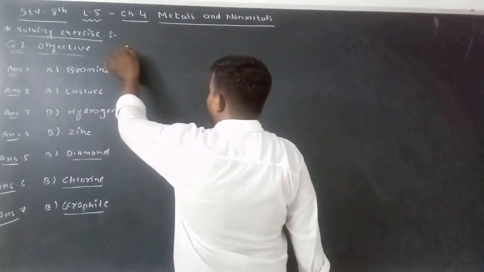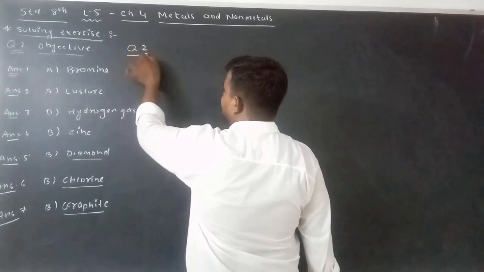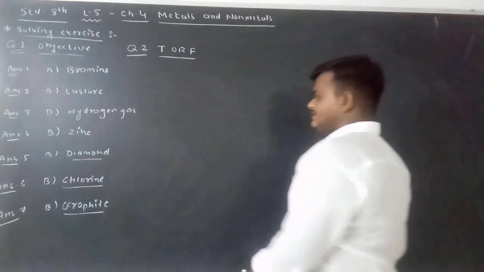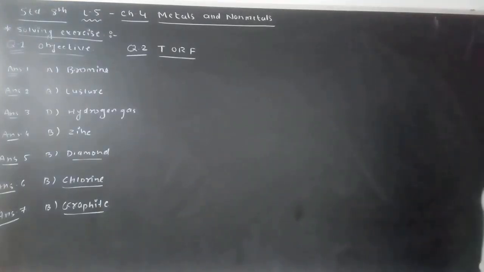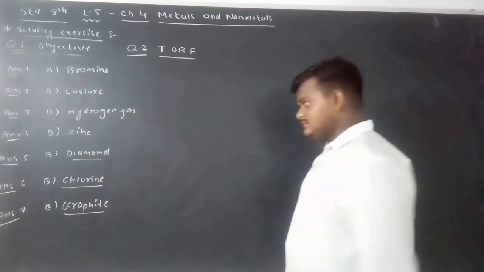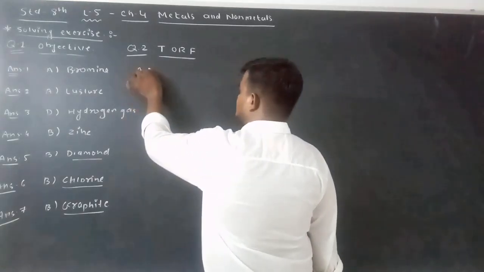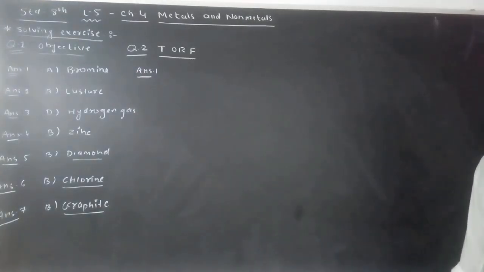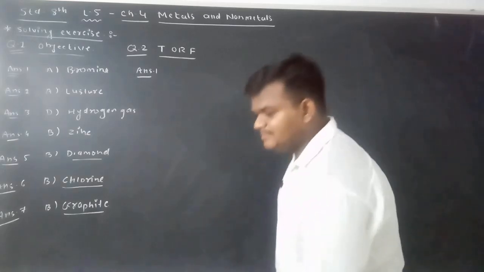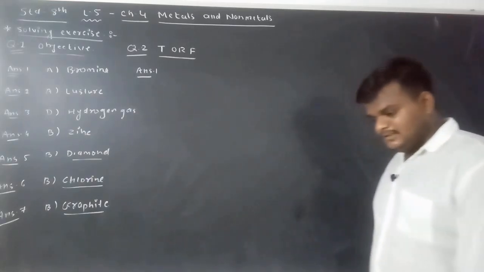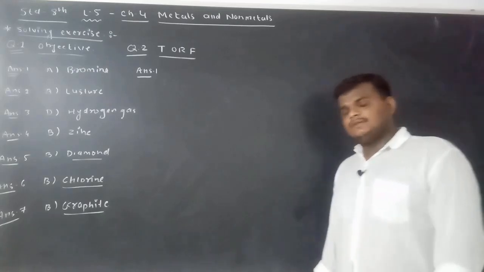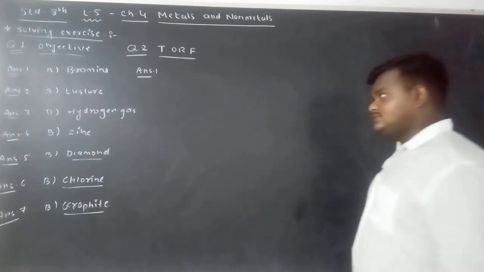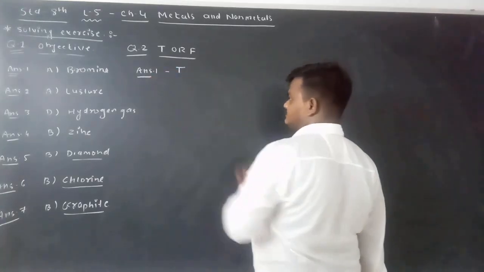Now we are moving towards question number 2, and it is your true or false section. Here you have to say whether this is right or wrong, true or false. In the first question, most of the metals are hard except sodium and potassium. Is it right? Yes, it is right, because most of the metals are solid while sodium and potassium are soft. So this is true.